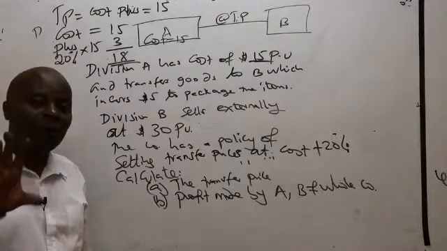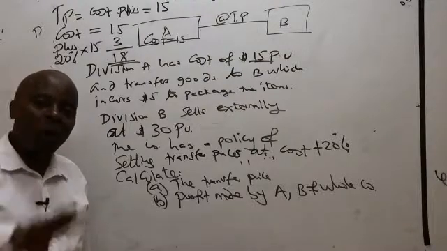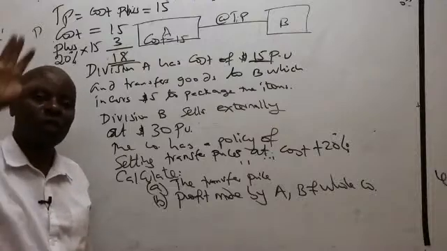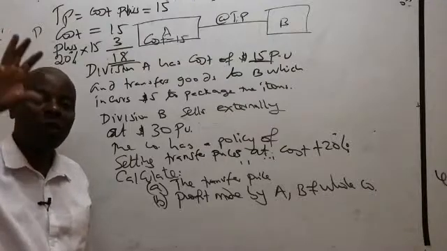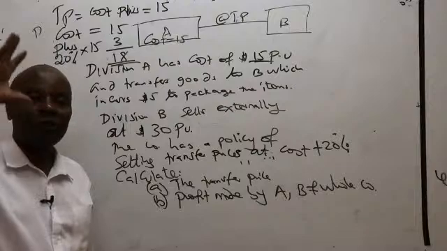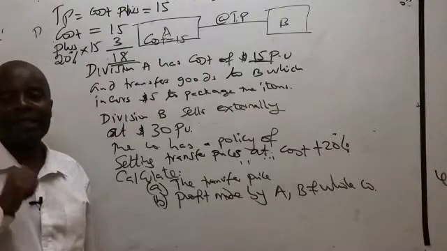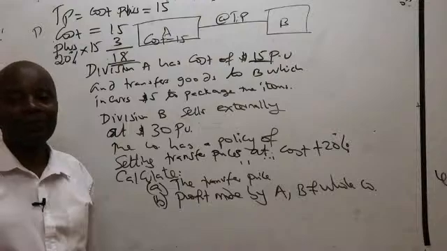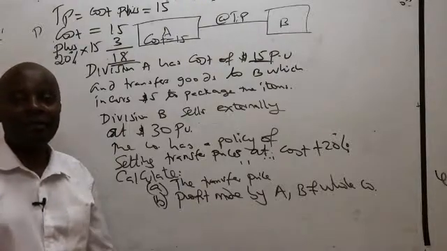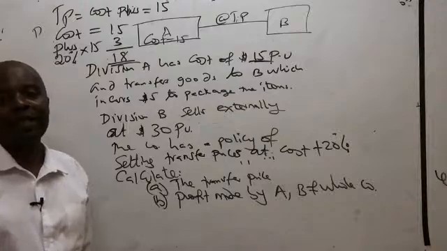So please don't confuse. It's about the cost of the transferring division. It's about the cost of A, the cost of the first department. You take that and add their profit.